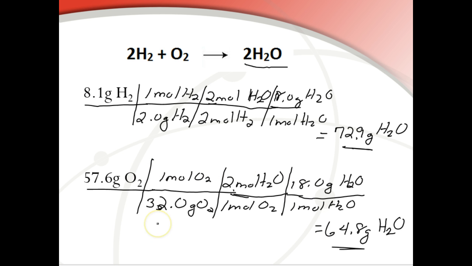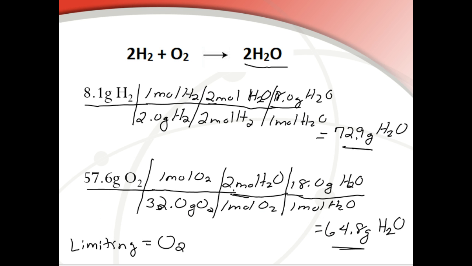And remember, the definition for the limiting reagent is the reactant that limits the amount of product that can be made because it runs out first. So as this is going, we're going to say, okay, oxygen produces only 64.8 grams of water, which is less than 72.9. So our limiting reagent, the one that runs out first, is oxygen, because it produces a smaller amount of our product. It limits the amount of product that can be made.